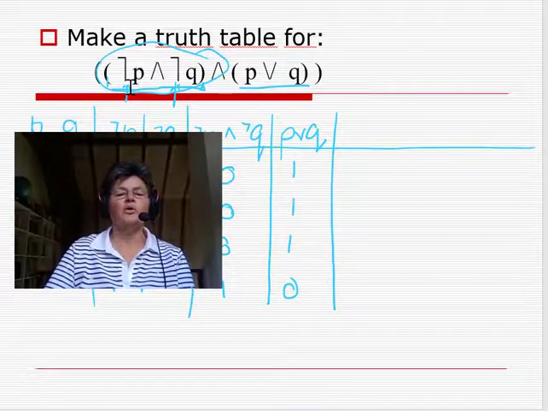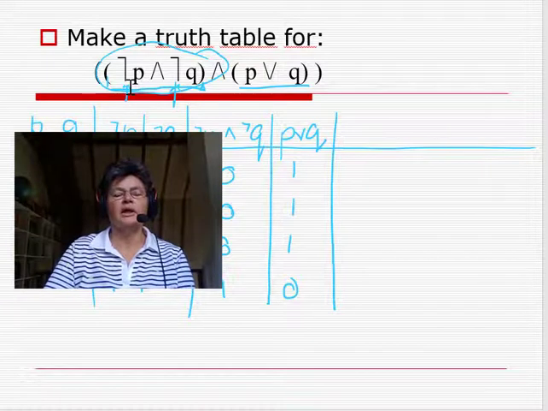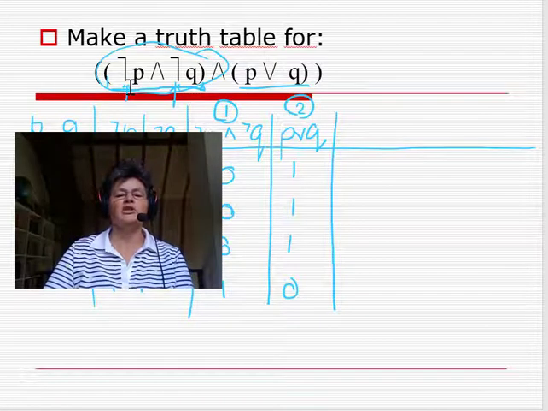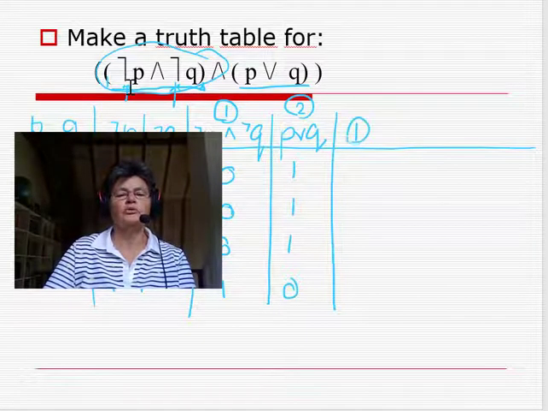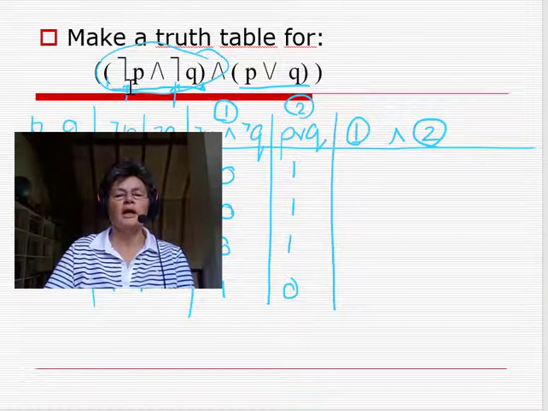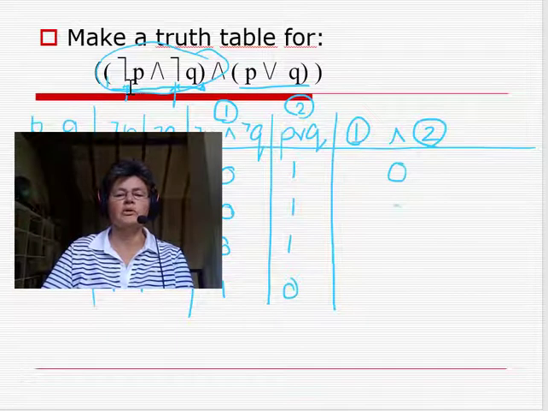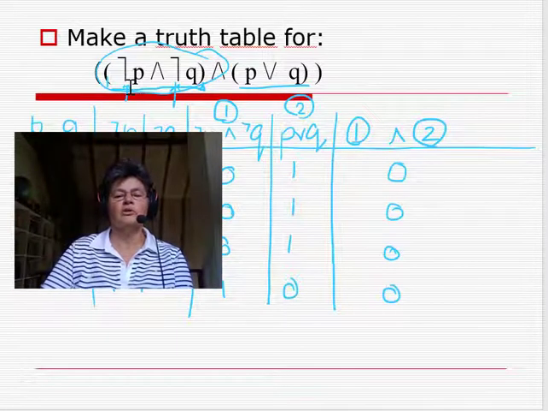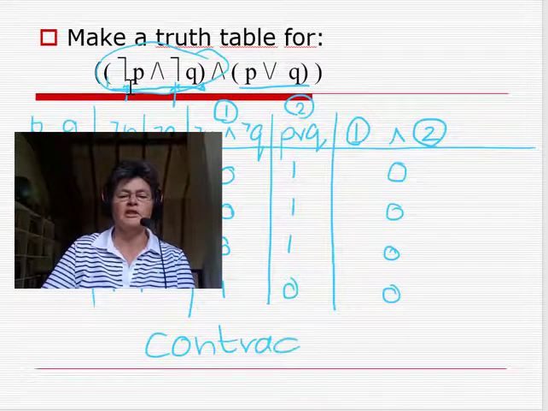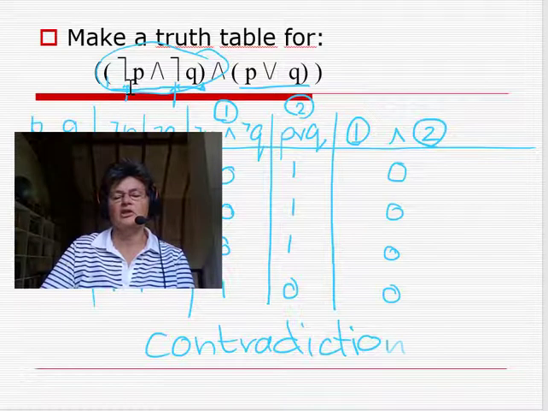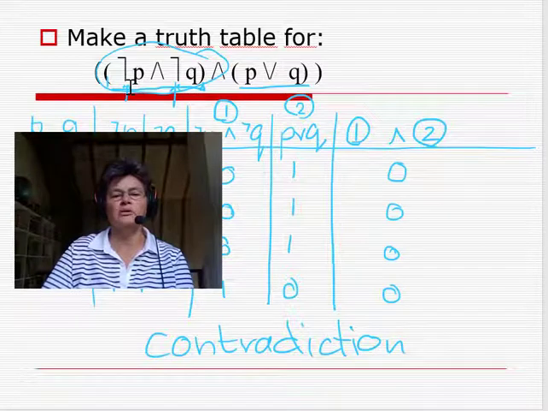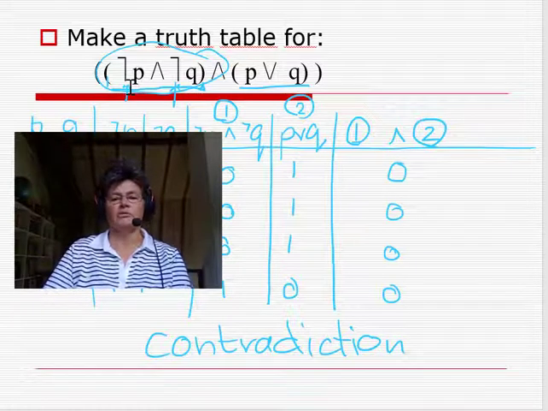And then we have to combine the left and right one with an and. Just because I'm lazy, I will give these columns numbers. So the final result would be 1 and 2, so column 1 and column 2. That would give us 0, 0, 0, 0. Okay, so if we remember correctly, then this is a contradiction. So there is no combination of values for which this complete compound statement can ever be true.